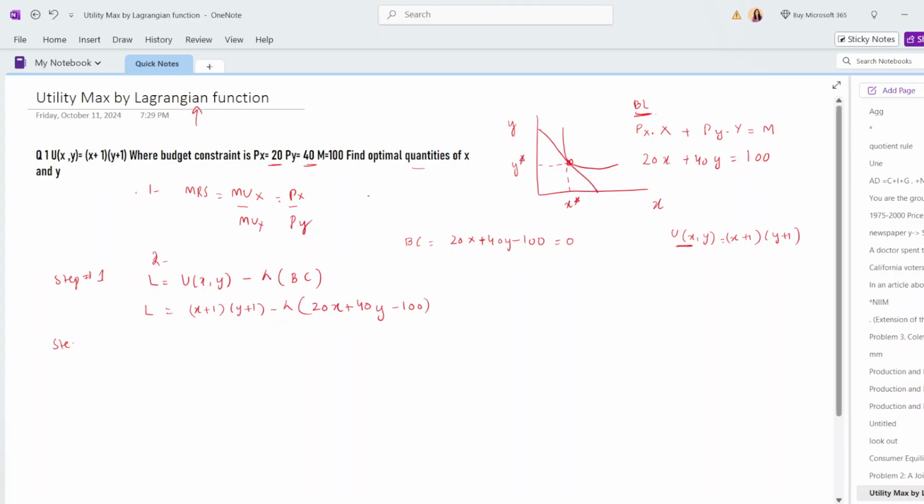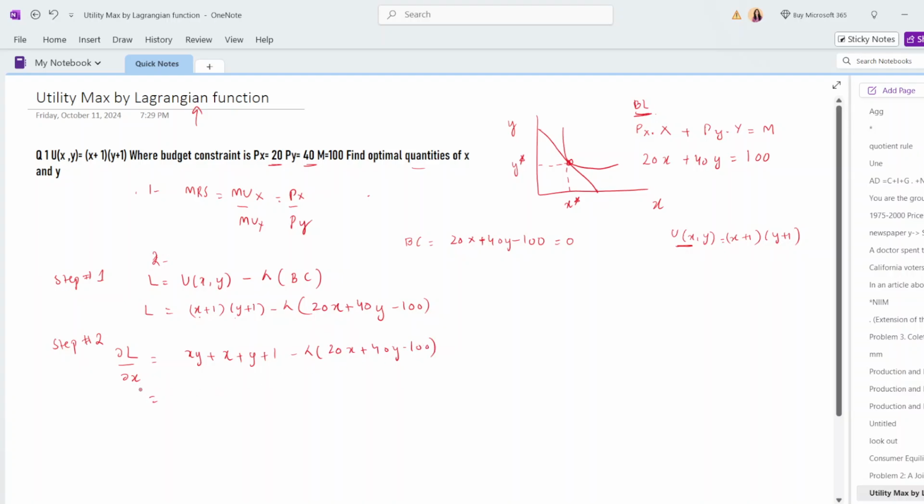So now we jump towards step 2. Step 2 is take derivative. First we have x. I'm going to take derivative with respect to x, or before that, let's just get rid of these parentheses so that things would become simpler or easier for you to understand. X multiplied with y would be xy, x multiplied with 1 would be x, 1 multiplied with y would be y, and 1 multiplied with 1 would be 1. And I'm going to write down everything as it is.